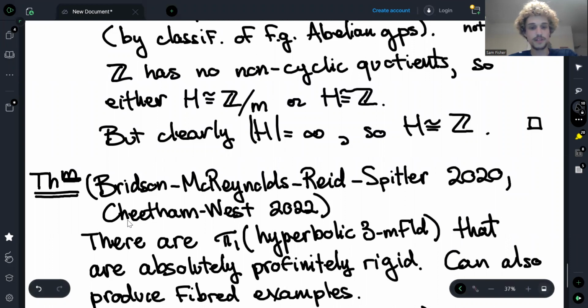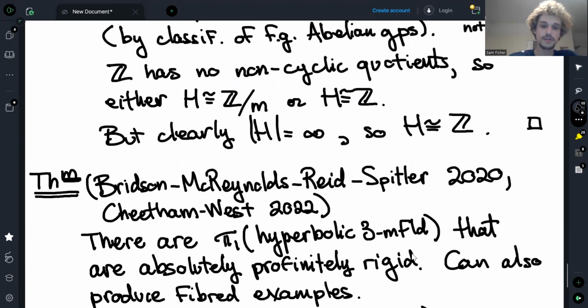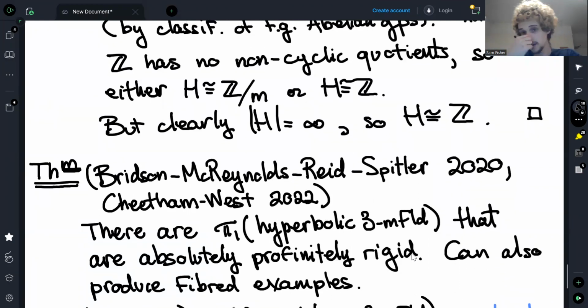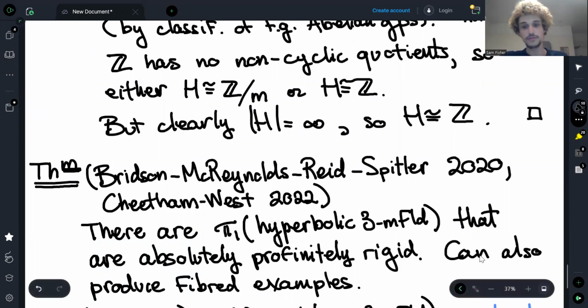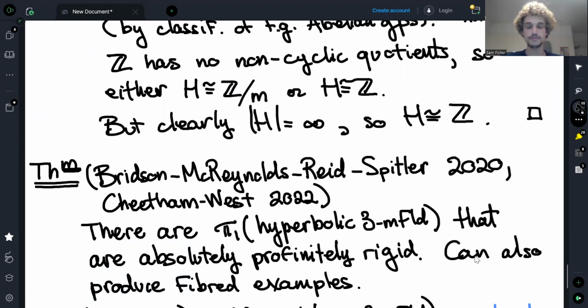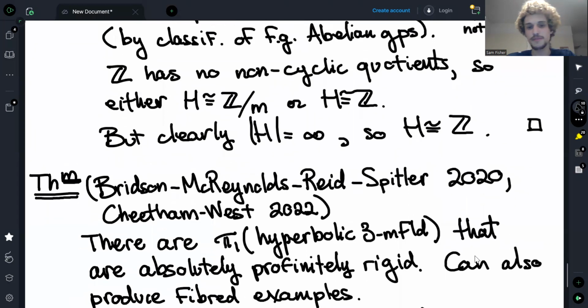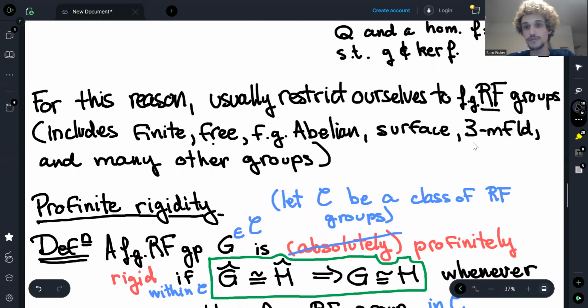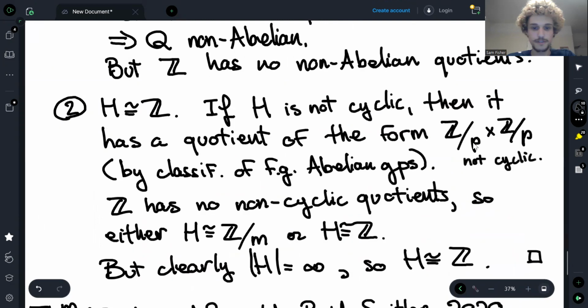And Cheetham-West proved that you can also produce fibered examples. So closed hyperbolic three-manifolds that are fibered, which means the manifold has a fibration onto the circle, or another way to say it is that it's a mapping torus of a surface. So he proved that you can also find these examples of fibered closed hyperbolic three-manifolds whose fundamental groups are absolutely profinitely rigid. And again, I want to emphasize that we're using the non-trivial fact that three-manifold groups are residually finite for this to even make sense.